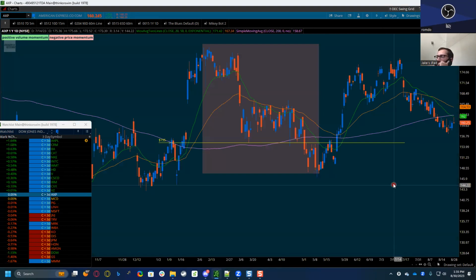American Express, nice TRB setting up, but we're under the 50 and the 200 and the 20. We're building a nice base. If we were doing some bottom fishing or something like that, that could be a play. But otherwise, we got nothing.